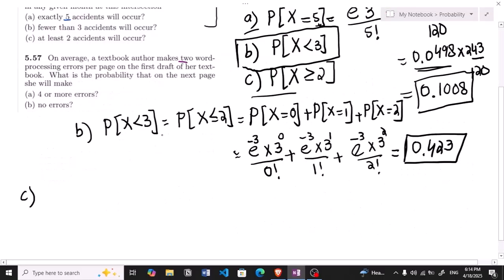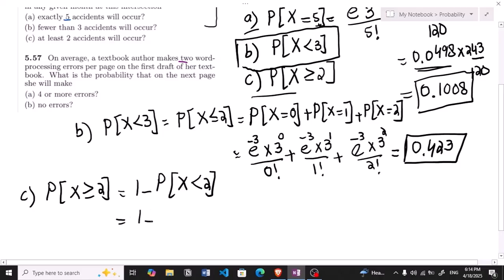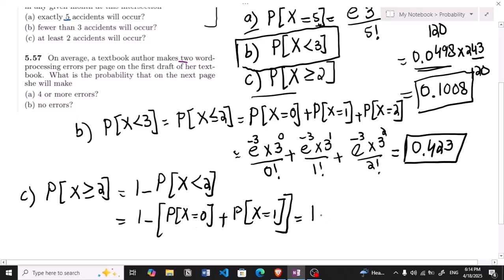So part C of this question is the probability of x greater than or equal to 2. We can very easily find it out by 1 minus the probability of x less than 2. So it would be 1 minus the probability of x equal to 0 plus the probability that x is equal to 1. These are the values which are less than 2. So again, these are for the Poisson distribution. Let me write them here.